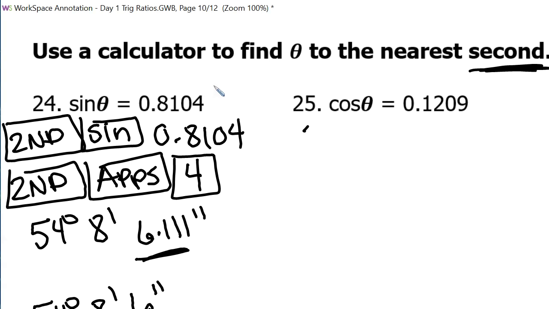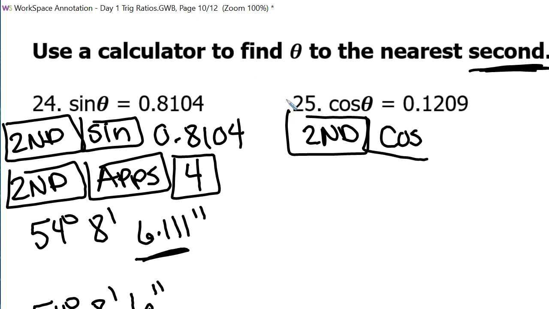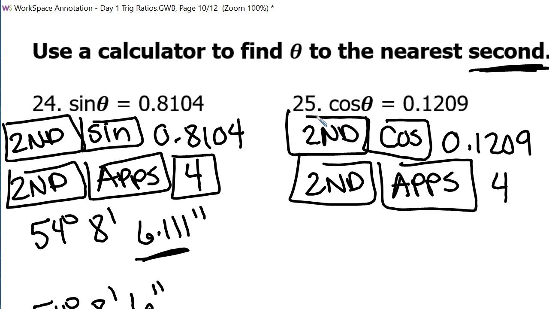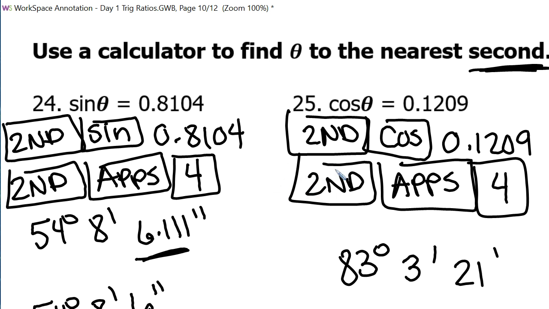Same process, we'll have to do secant, and then cosine of 0.1209. After you get that answer, do secant, and then apps, and then number 4. And what did you get? 83 degrees, how many minutes? 3 minutes. And 21 seconds. Do we agree?